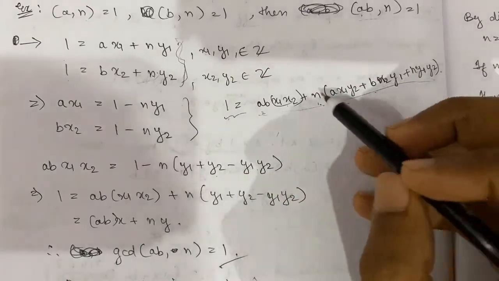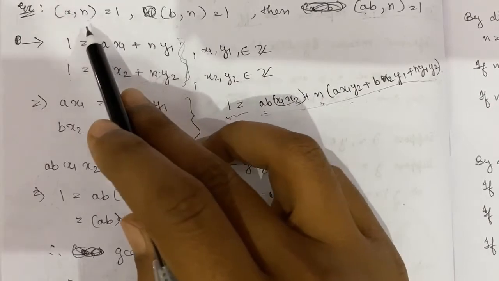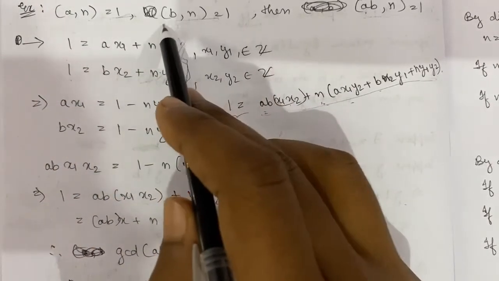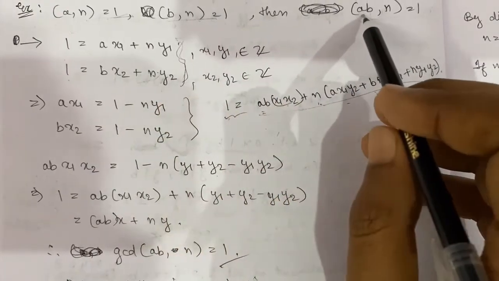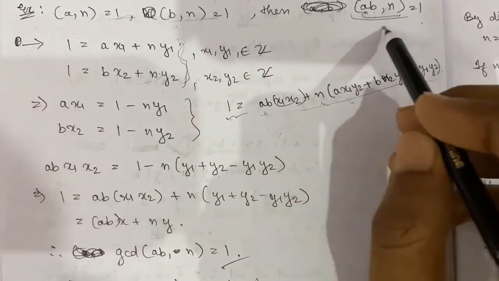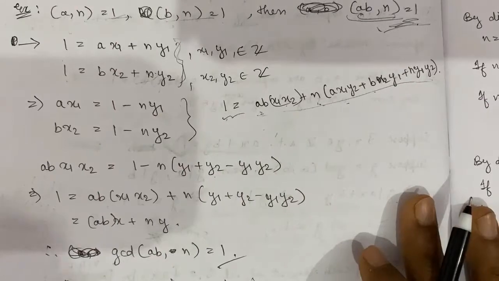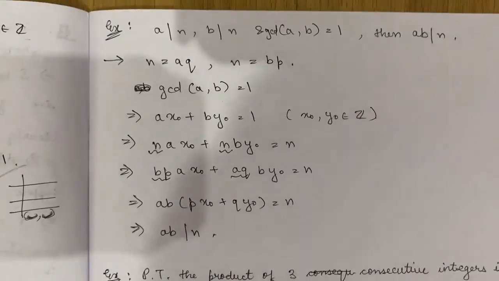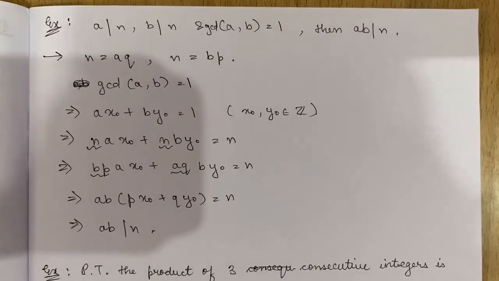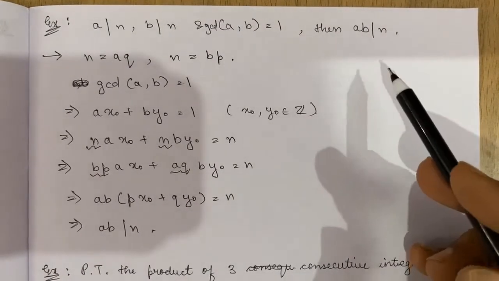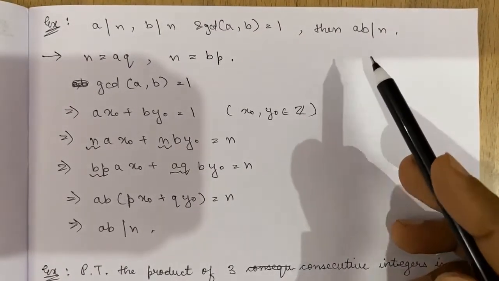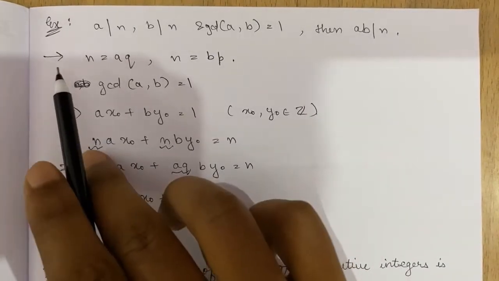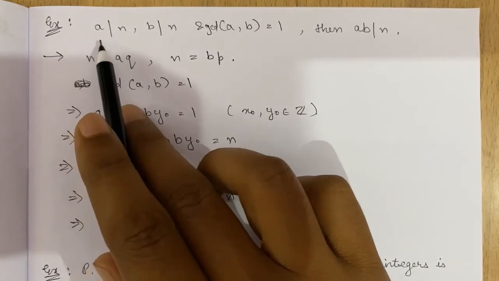So you just saw how useful this property is. If the GCD of A and n is 1, and the GCD of B and n is 1, then the GCD of the product AB and n is 1. This is a useful property. And let's look at another property. This is also very useful. In fact, we'll use this in multiple problems, including the next problem that we solve.